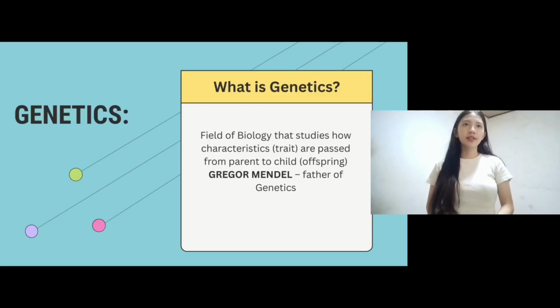What is genetics? It is a field of biology that studies how characteristics or traits are passed from parent to child. Gregor Mendel, father of genetics. Genetics is a field of biology that studies how traits are passed from parents to their children. Traits can be things like height, color, or hair type. The father of genetics is Gregor Mendel because he discovered how traits are inherited through his experiments on pea plants.